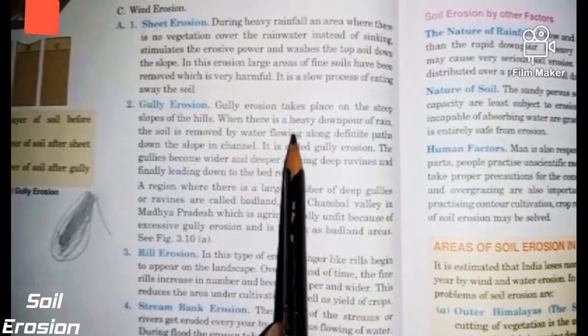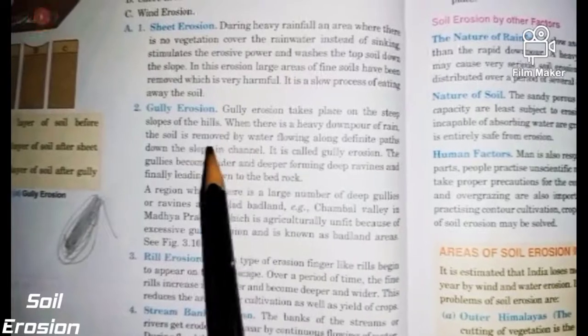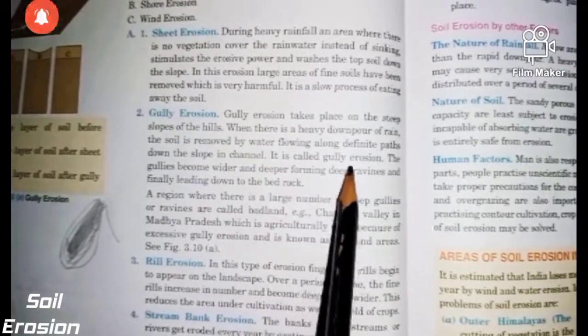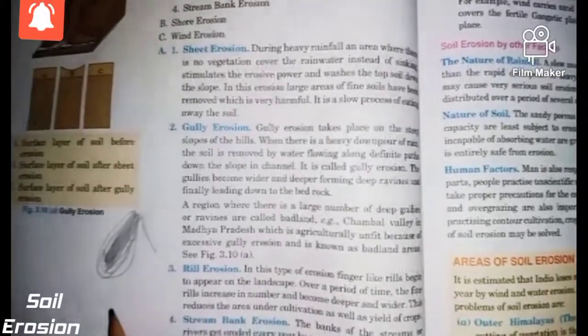Next one, gully erosion. Gully erosion also takes place on the steep slopes of the hill. When there is a heavy downpour of rain, the soil is removed by water flowing along definite paths down the slope in a channel, and it is called gully erosion. Gully erosion also works like sheet erosion. Sheet erosion covers the vast area, but on the other hand, gully erosion covers definite paths.